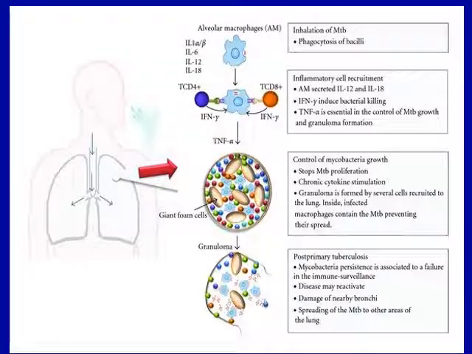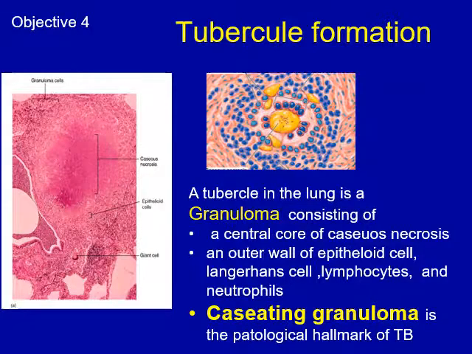Tumor necrosis factor results in tubercle formation, because the bacilli become engulfed by the cells and result in central necrosis. This is surrounded by many cells like lymphocytes, giant cells, epithelial cells, and others. These surround the mycobacteria, and the center develops necrosis. This is called caseating granuloma. This results in tubercle formation.